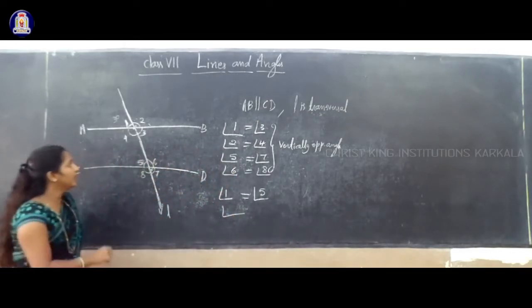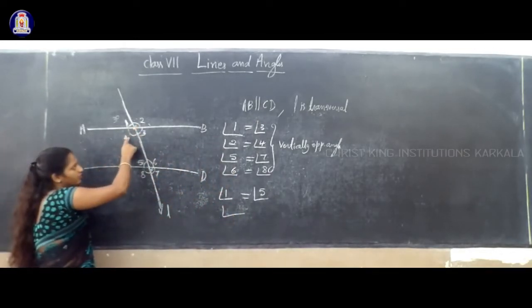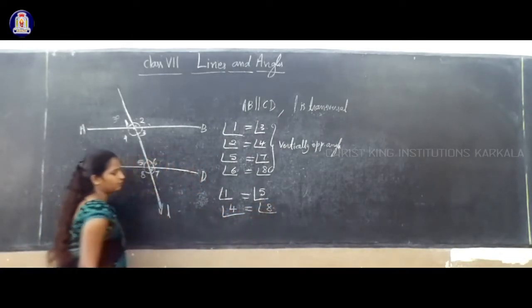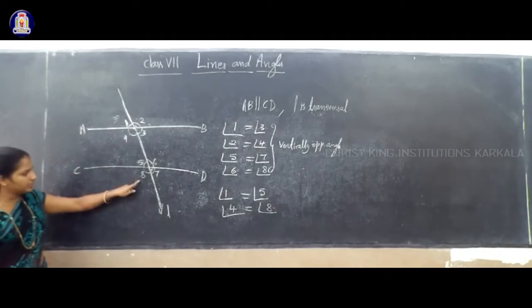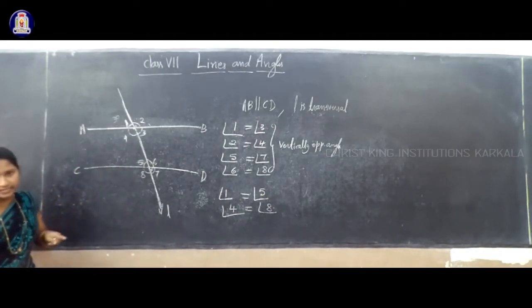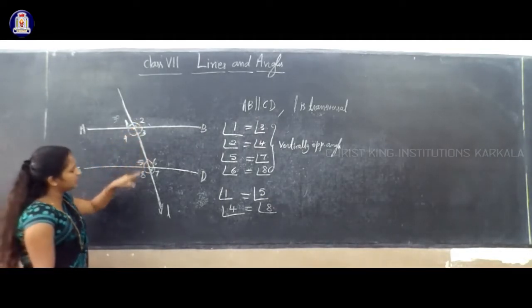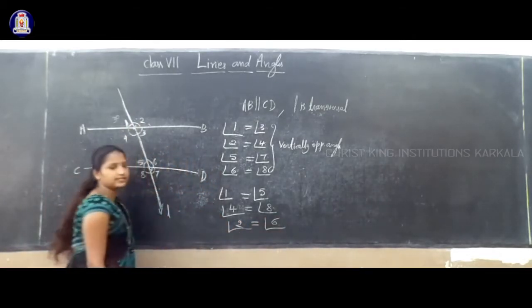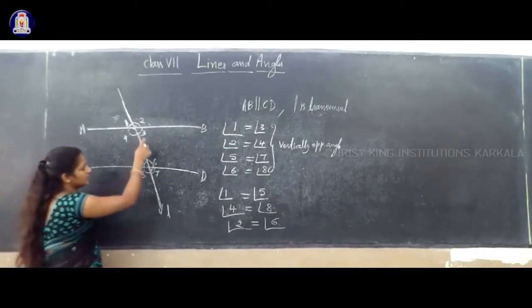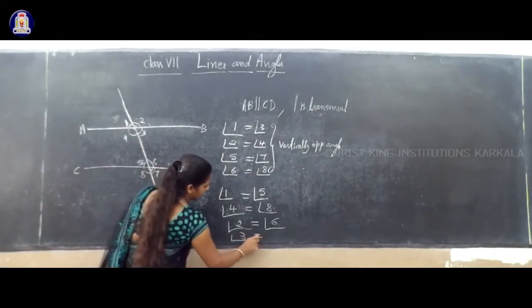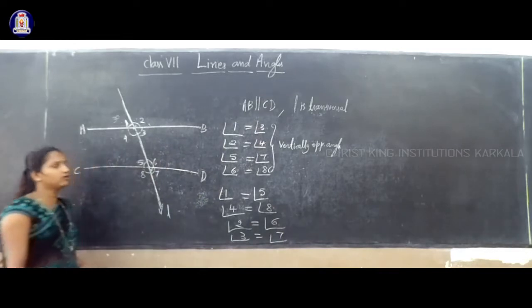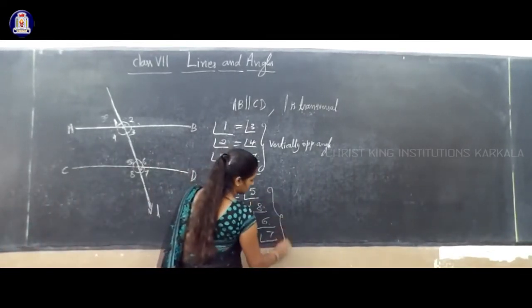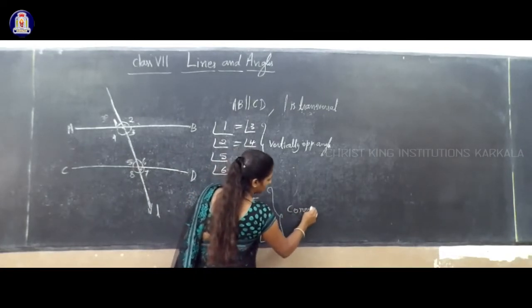Similarly, angle 4 is equal to angle 8. That is also a pair of corresponding angles. Next, angle 2 is equal to angle 6. Now the remaining angle, angle 3, is equal to angle 7. So these angles are also corresponding angles.